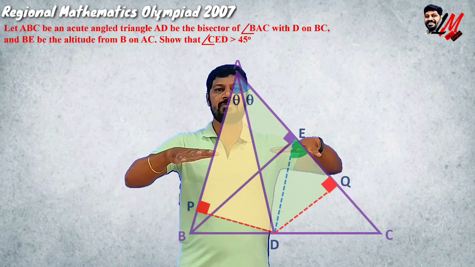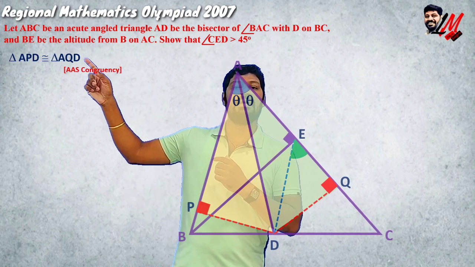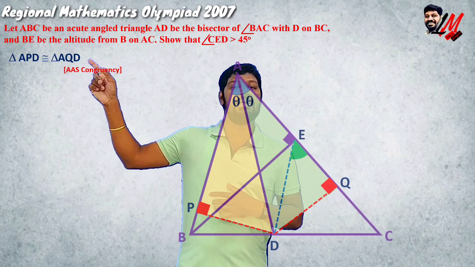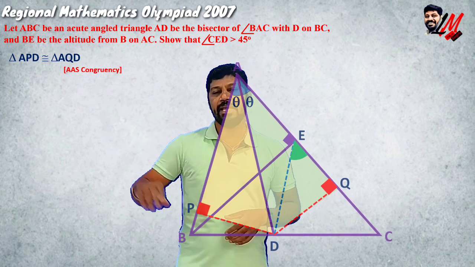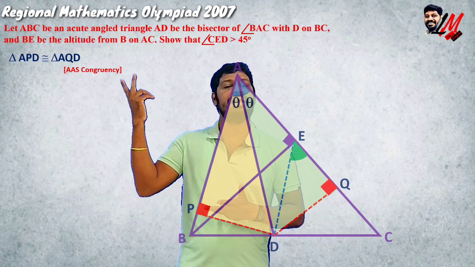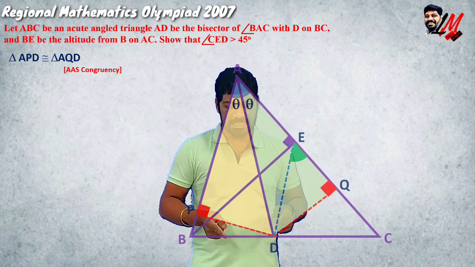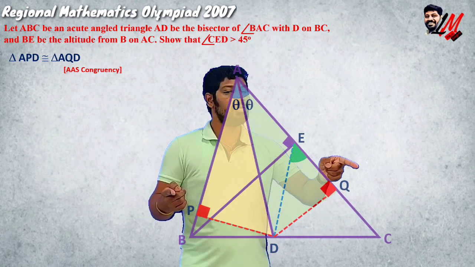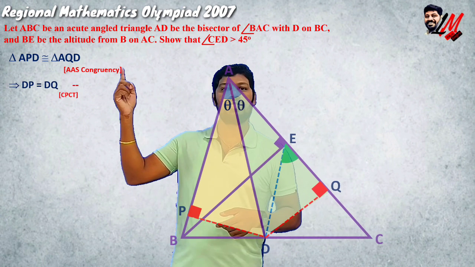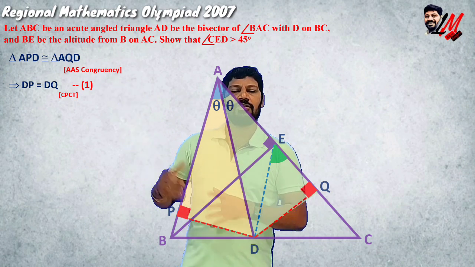Without giving much explanation, I am writing triangle ADP is congruent to triangle ADQ, in brackets AAS congruency. If these two are congruent, can I say that DP is equal to DQ? So let me write DP is equal to DQ. Name it as equation 1.